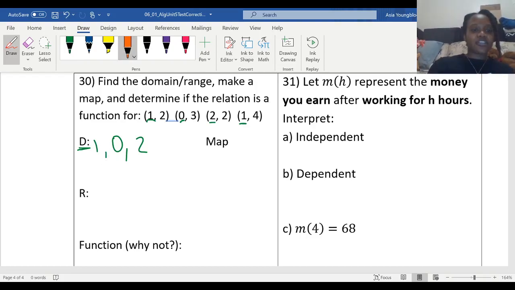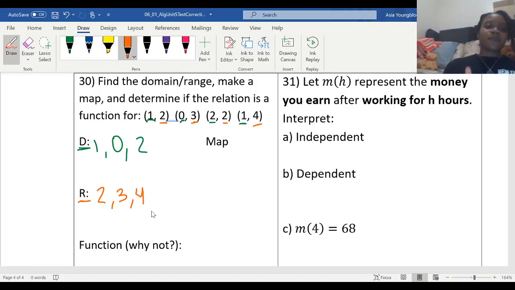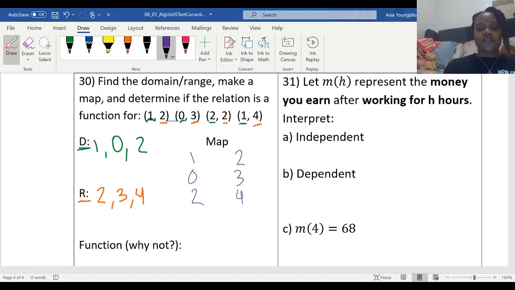Similarly, the range represents the y values. To identify the y values, we're going to write the second numbers in the ordered pairs. So that would be 2, 3, and 4. Again, 2 appears twice, but we don't need to represent it two times in the range. To create our map, we're going to list our domain, 1, 0, 2, and our range, 2, 3, 4. Again, the left side was our domain, right side is the range.